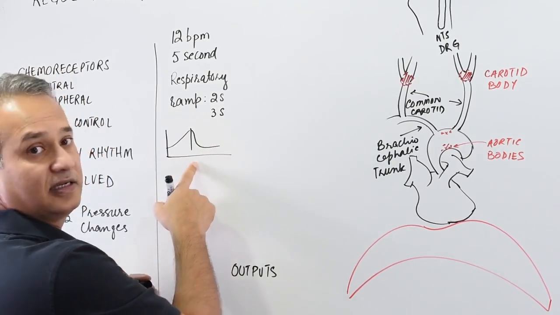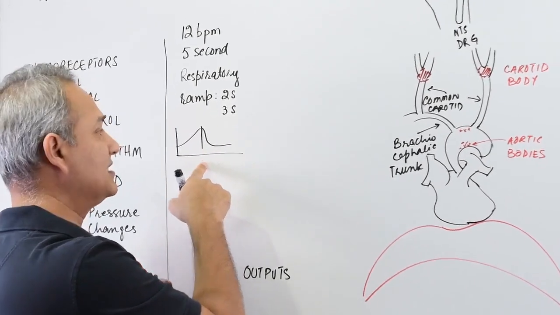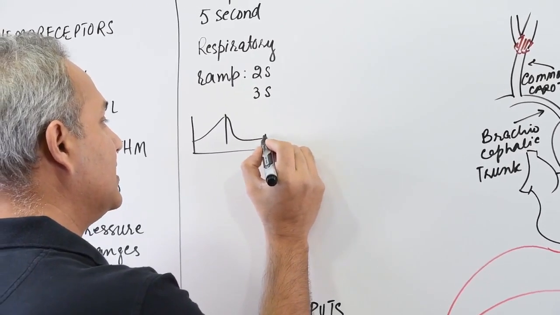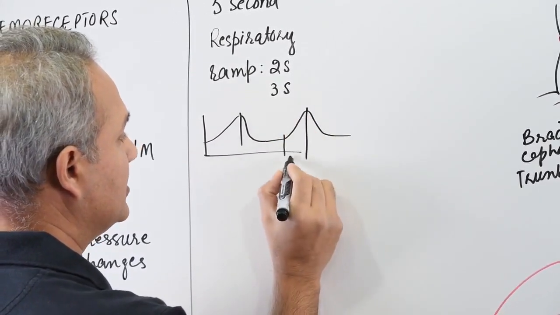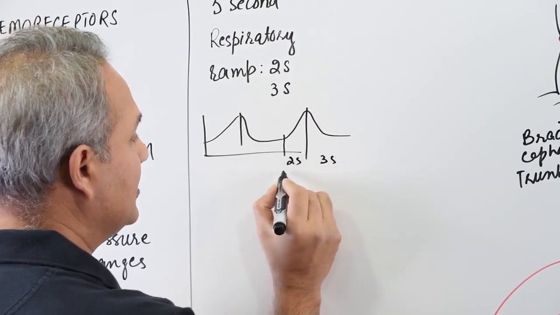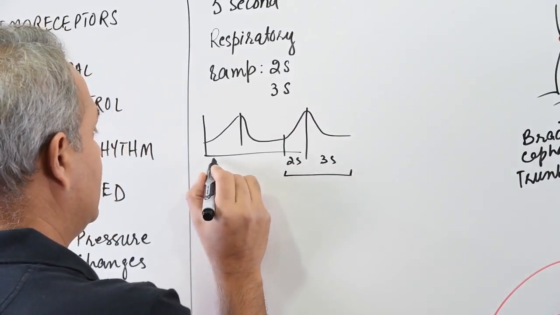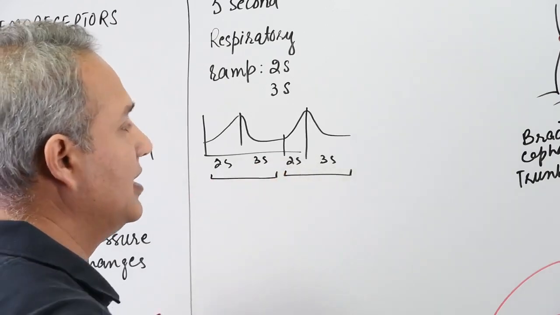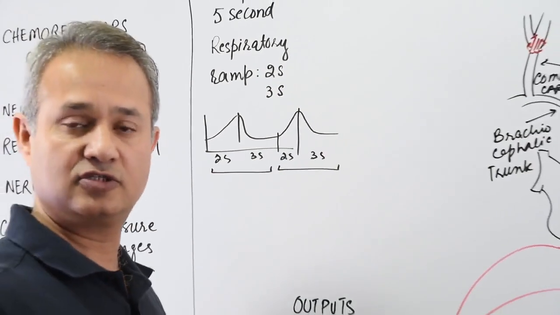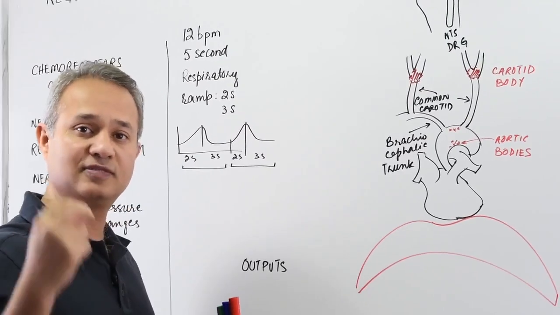This is the ramp breathing signal. Once again after 3 seconds it goes up again for 2 seconds and then comes down again for 3 seconds. So 2 seconds, 3 seconds, this is one complete breath. 2 seconds, 3 seconds, one complete breath. So that is how the nucleus of tractus solitarius, or the dorsal respiratory group, works.